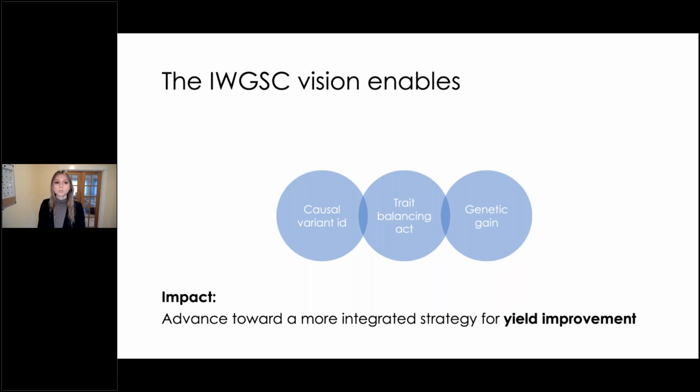And since joining the Sorrells Lab in 2017, I've been part of the Wheat Coordinated Agricultural Project, or Wheat CAP, which is a multi-million-dollar collaboration and grant across 15 land-grant universities in the United States. And the current focus of the Wheat CAP has been to validate, characterize, and deploy the causal variants that contribute to yield components in wheat. And we've relied extensively on IWGSC annotated reference genome resources and tools for this research.